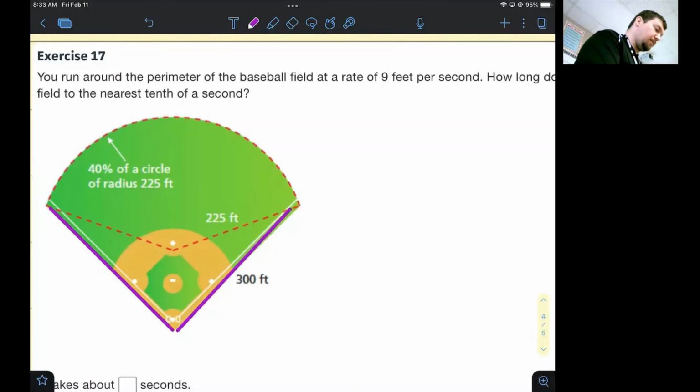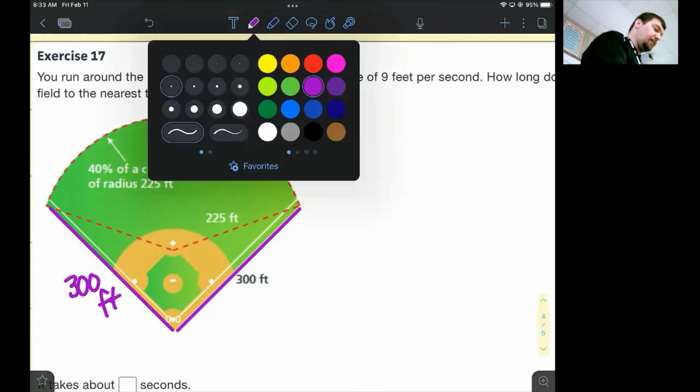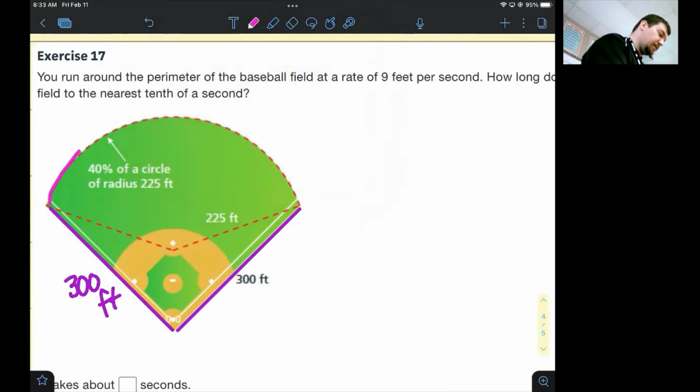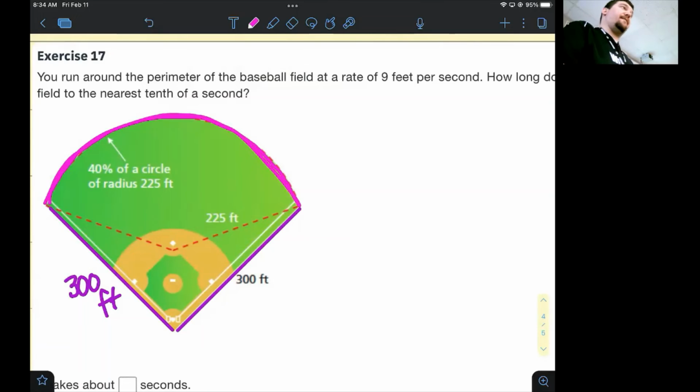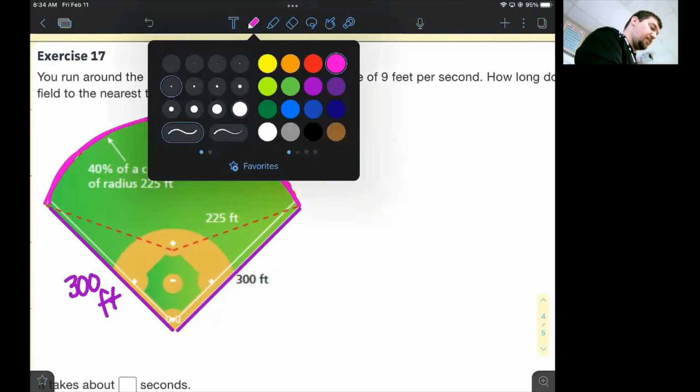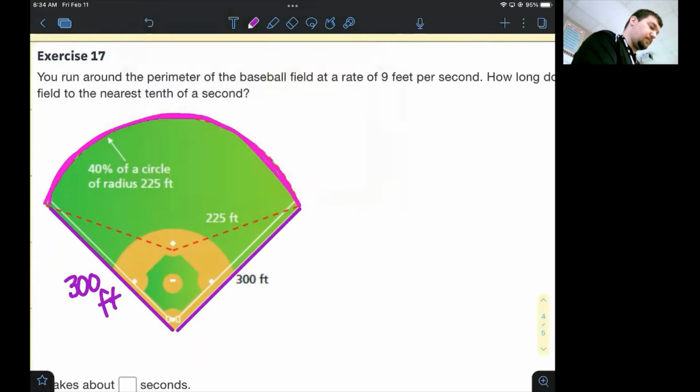There's a straight edge side here. There's a straight edge side here, both of which, by the way, are 300 feet. Every baseball diamond is different, but this one's symmetrical, so we can assume this other side is 300 feet. And then we have the outfield fence here, which is in the shape of a circle. Kind of looks like a semicircle. However, if you read there, it says it's 40%, not 50% of a circle. So it's not exactly a semicircle, a little bit smaller. So there are 3 sides. 2 of them we already know are 300. So 300 plus 300. We're 2/3 of the way done.